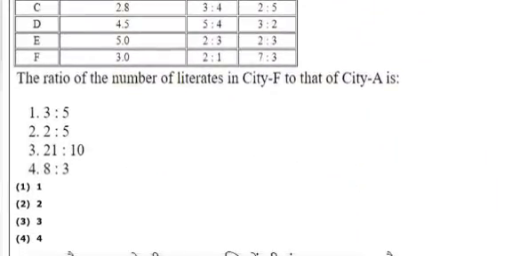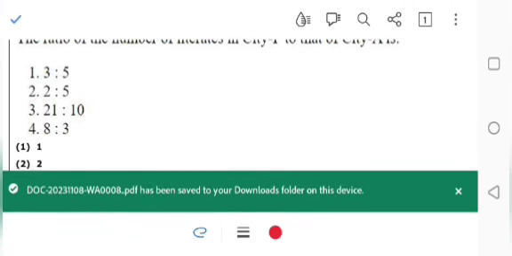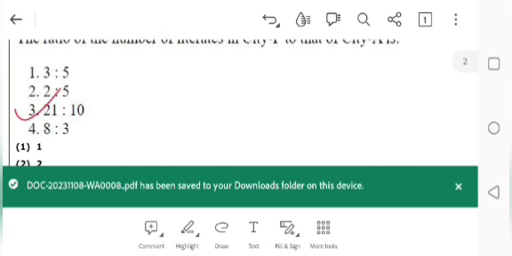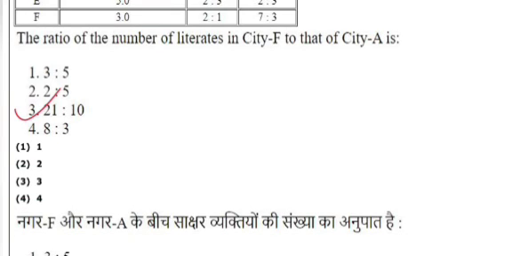Question one: the ratio of the number of literates in city F to that of city A is what? 3:5, 2:5, 21:10, 8:3. The correct answer will be 21:10. One more thing, I have done my best to provide you the correct answer, but despite that endeavor, sometimes things go wrong. So please do your own research and verify the answer. Do not treat my answer as absolute truth.